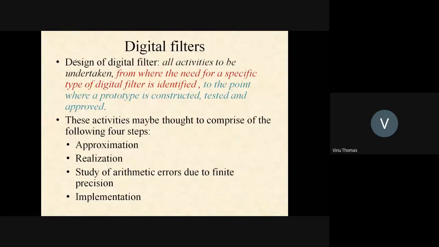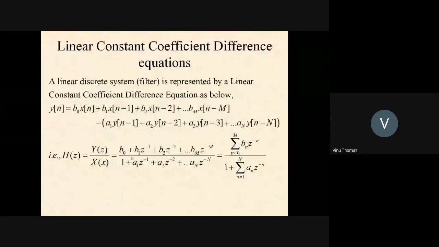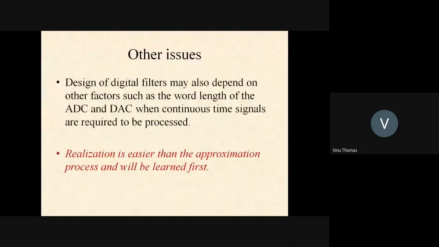So these are the four steps. The approximation, realization, study of arithmetic errors due to finite precision, and finally you have the implementation. So in the previous class, we had discussed each of the four steps in detail. And now we had also seen that this process of realization is easier than the approximation process, and therefore we will discuss the process of realization first.